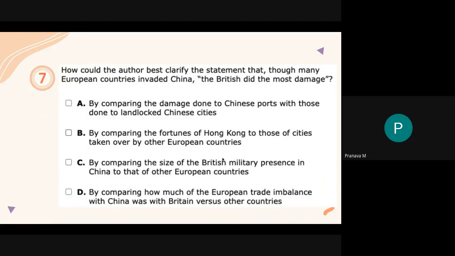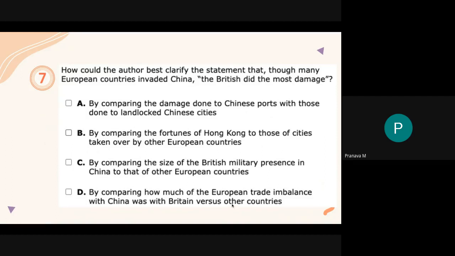By comparing the size of the British military presence in China to that of other European countries. This one was tempting, but you have to think about it: even if the British had a huge military presence, that doesn't mean that the biggest military presence had to do the biggest damage.